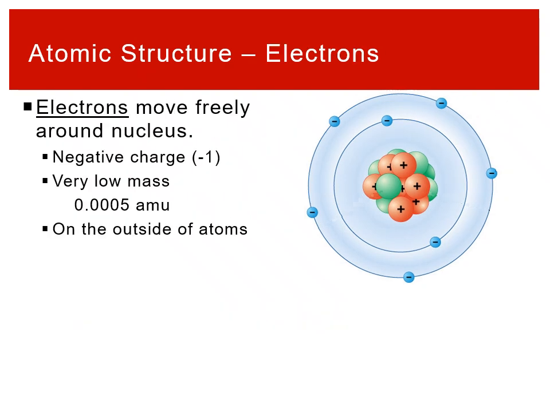So then your other subatomic particle are the electrons, and the electrons are moving around the outside of the atom. They are not contained in the nucleus. And so this means they're on the outside of atoms. And so if two atoms are going to interact with each other, it's mediated by electrons. So chemistry is driven by electrons, right?